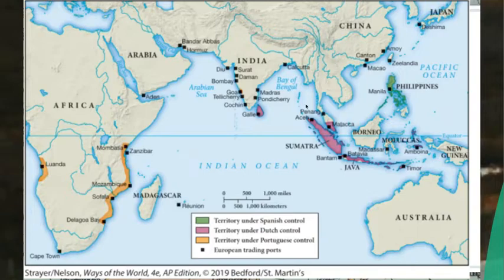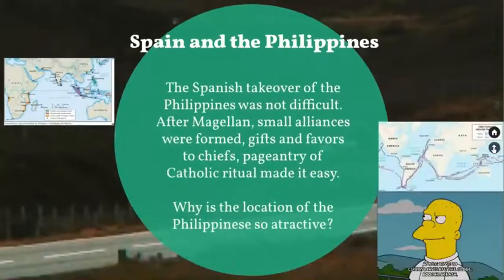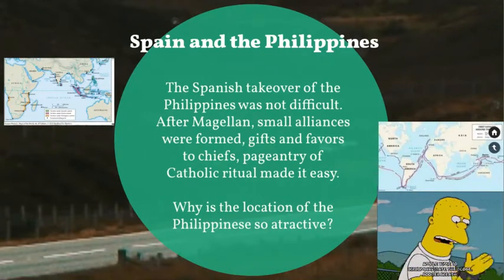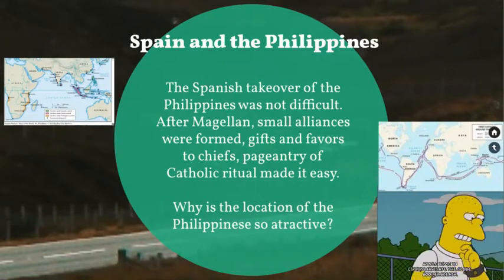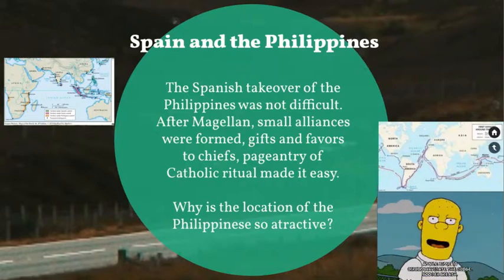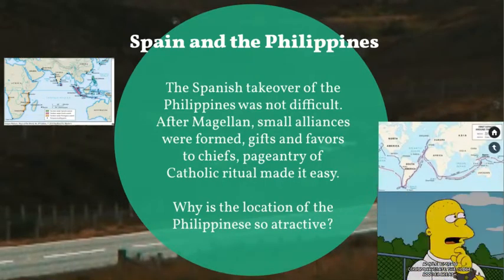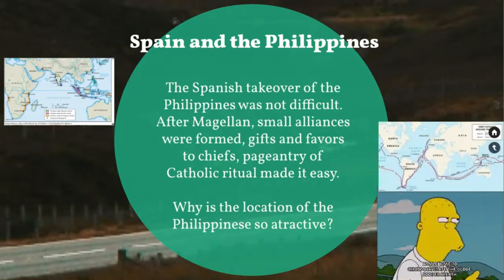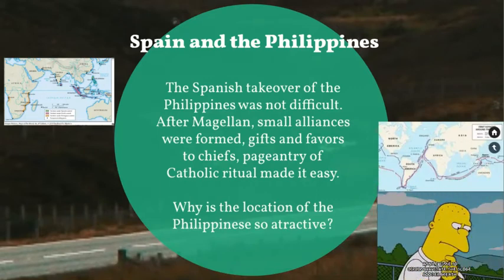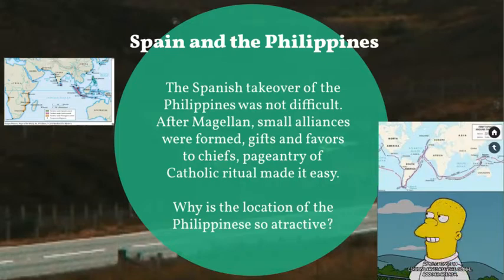So the Europeans definitely set up. This is going to start European imperialism. Again, that's going to be one of those things that leads right up to World War I. The Spanish are going to take over. The Spanish takeover of the Philippines was not very difficult. After Magellan, there were a lot of small alliances formed, gifts and favors to the chiefs. Pageantry of Catholicism is going to make it a lot easier.